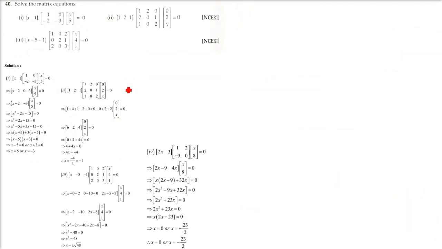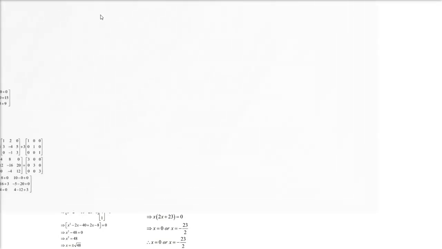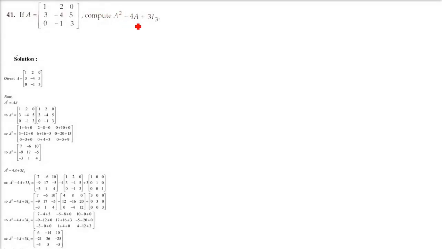Solve the matrix equation. This is NCERT. These types we have already done. You just have to multiply and equate it to the null matrix, that is 0, and that x will come. This is NCERT and very important. But this type of question we have already done. So we'll try to take a question of this type in the upcoming questions. I will definitely do it. This we have already done, so I'm skipping it.